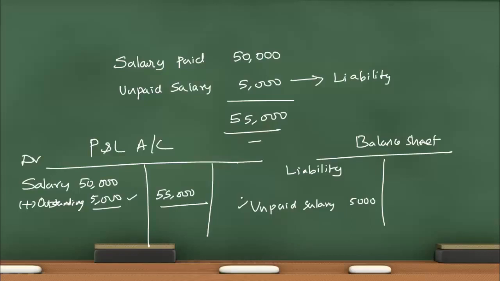So what is going to be the entry? Entry is simple. We are increasing the expenditure. By passing an adjustment entry for outstanding expense, we are increasing the expenditure. What is the general nature of expenditure? It is debit. And what is the expenditure here? It is salary. So salary account should be debited to the extent it is unpaid, that is 5,000. So we have debited the salary account, which will be transferred to P&L, and what is the liability we are creating? It is an unpaid salary account.